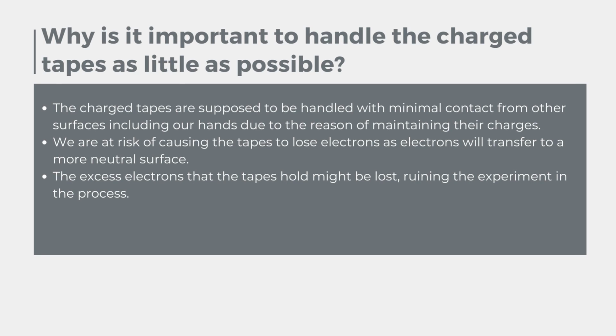Now, why is it important to handle the charged tapes as little as possible? What happens when the charged tapes come into contact with your hands or other objects? The charged tapes are supposed to be handled with minimal contact from other surfaces, including our hands, for the reason of maintaining their charges. We are at risk of causing the tapes to lose electrons, as electrons will transfer to a more neutral surface. The excess electrons that the tapes hold might be lost, ruining the experiment in the process.